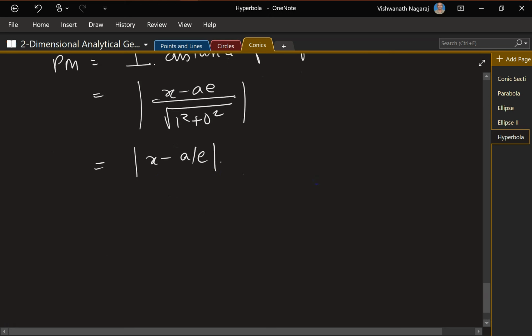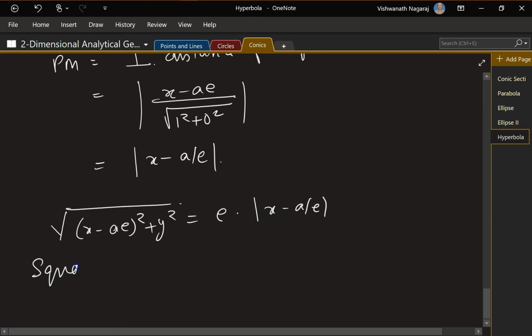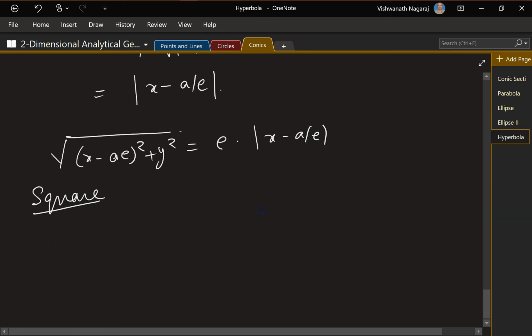Now let's substitute it in that. So SP is the square root of x minus ae whole square plus y square, equal to e times PM. PM is x minus a by e. Now squaring both the sides to get rid of the square root, x minus ae whole square plus y square is equal to e square times x minus a by e whole square.